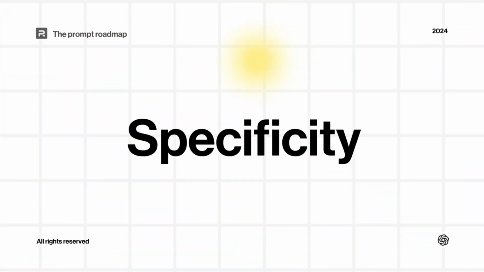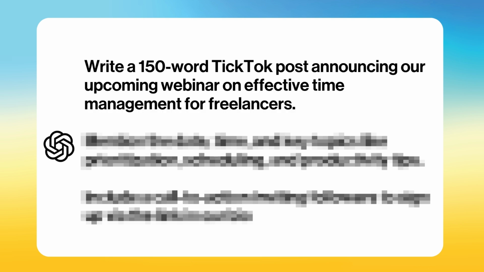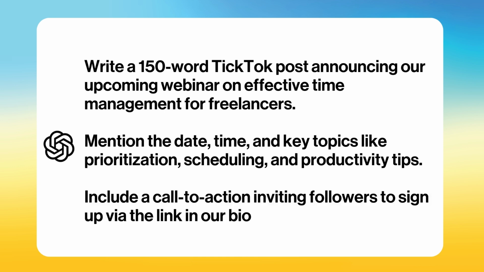Let's now be specific in our prompts, and we'll say that we want to announce our upcoming webinar on TikTok. So the prompt looks like this. Write a 150-word TikTok post announcing our upcoming webinar on effective time management for freelancers. Mention the date, time, and key topics like prioritization, scheduling, and productivity tips. Include a call to action inviting followers to sign up via the link in our bio. So that is the prompt. So let's hit enter and see our results.